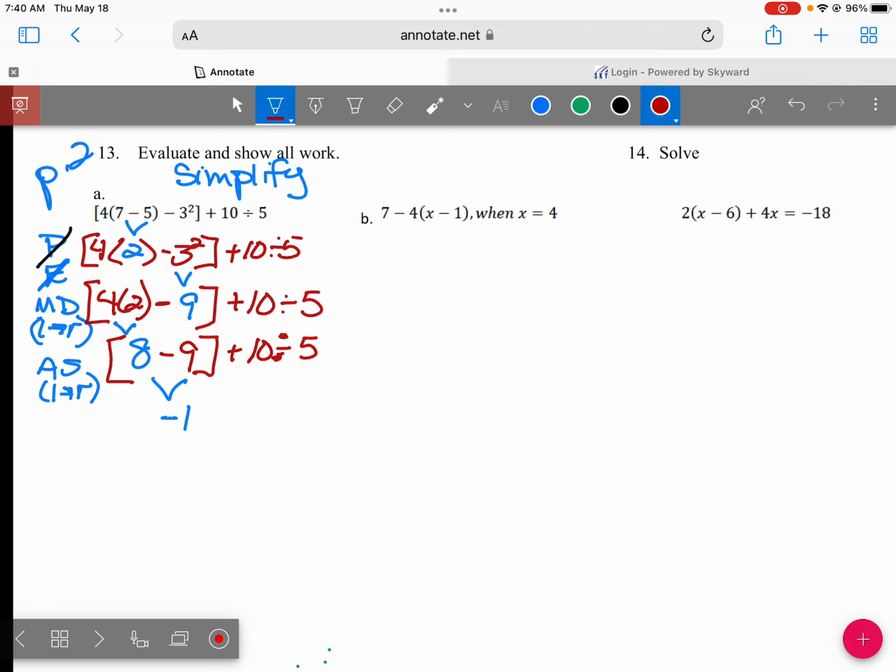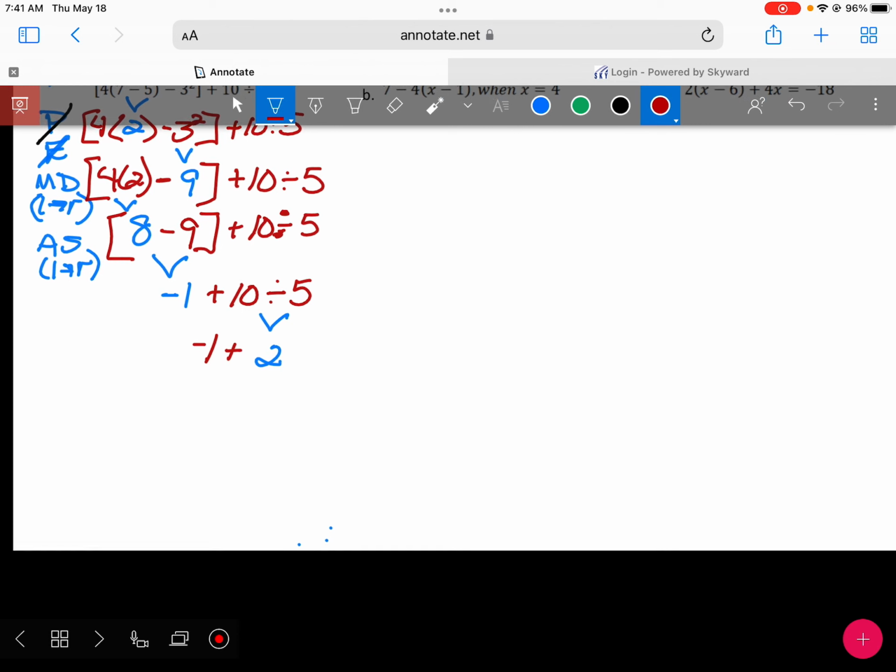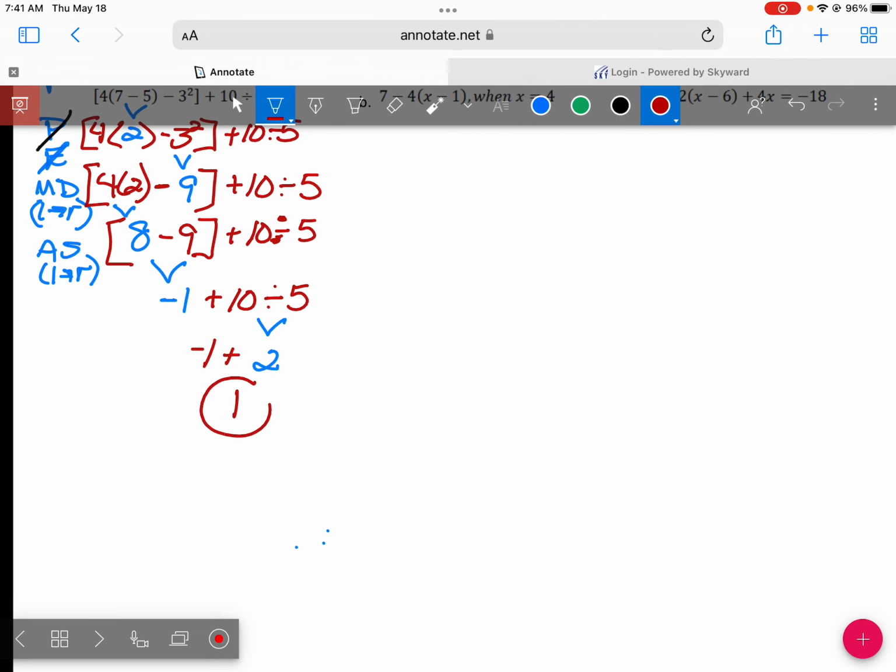Put the rest of it together. I have negative 1 plus 10 divided by 5. What would I do next? Divide. 10 divided by 5 is 2. Negative 1 plus 2 gives me positive 1. All that for 1? Yes, all that for 1. Okay? But there's only one correct answer, and in this case it is 1.